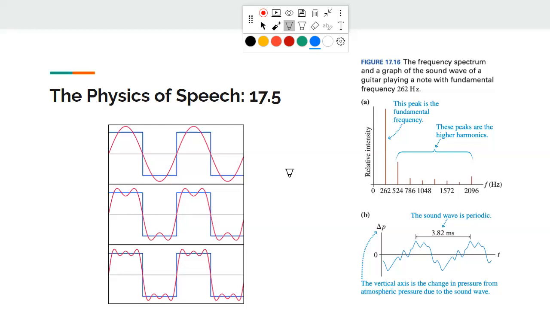Okay, so hopefully a good break. We're jumping over to the next section, which is the physics of speech. There are a lot of qualitative things in this section, but not a lot of quantitative things. There is a whole quantitative aspect of this, it's just beyond the scope of this class. But I do expect you to understand from section 17.5 what a frequency spectrum is. That's the important idea.